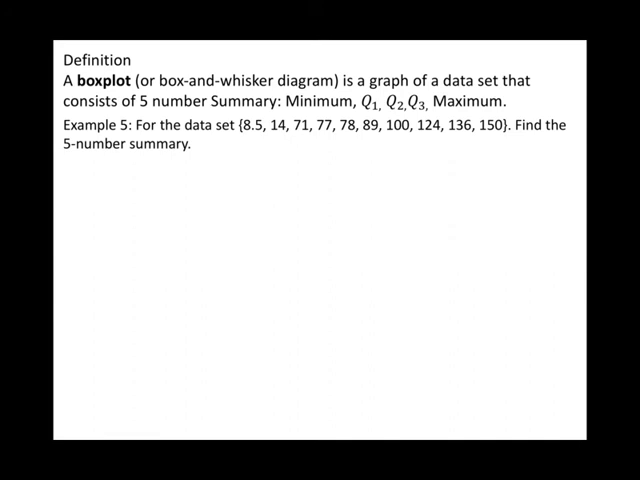Okay, definition. A boxplot, or you could call it the box and whisker diagram, is a graph of the data set that consists of the 5 number summary: minimum, Q1, Q2, Q3, and maximum. I want you guys to highlight this one. On the midterm, I may ask you to find the 5 number summary. So remember, the 5 number summary is the minimum, Q1, Q2, Q3, and the maximum.